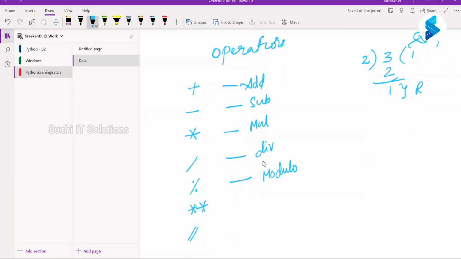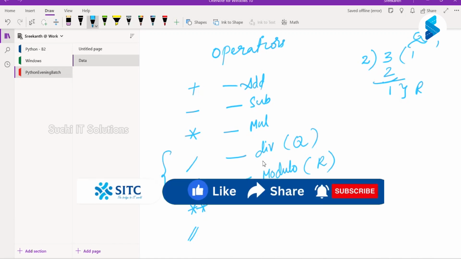Whenever you divide a value, there are two things that we would be interested in. What is my quotient and what is my remainder? So if I am using slash, what you get is a quotient. And if you use a modulo, what you get is a remainder. So they both are products of a division, whereas slash gives you the quotient, percentage gives you the remainder. Are we clear about it? And double star is basically called exponent.